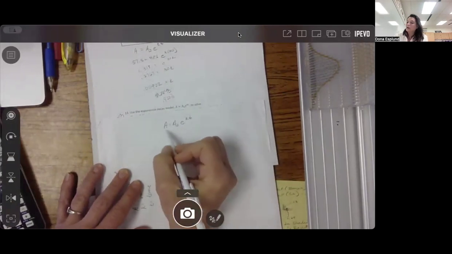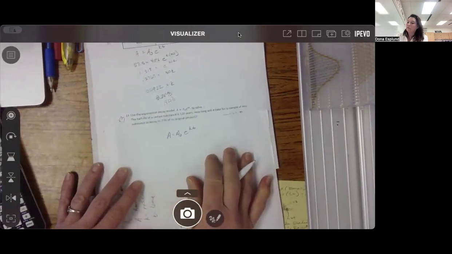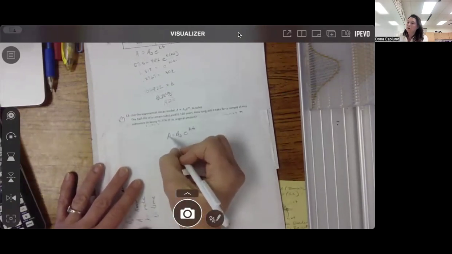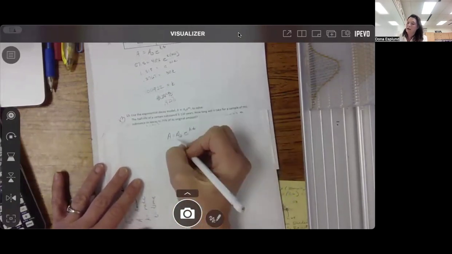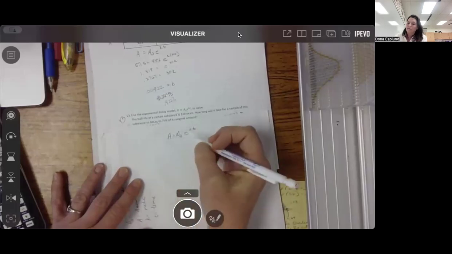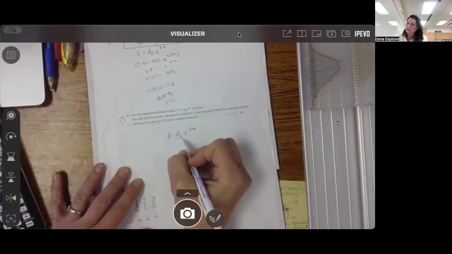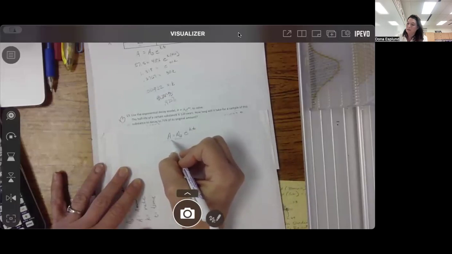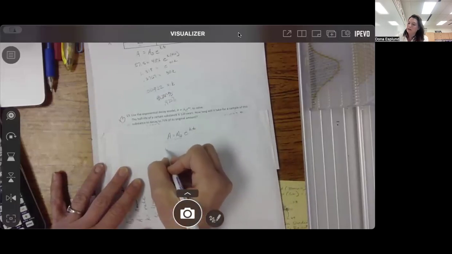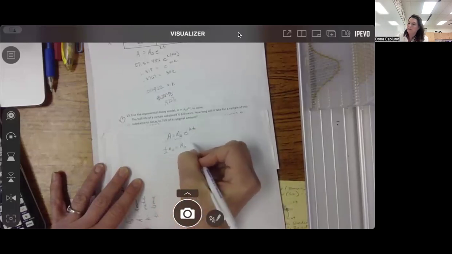But the trick with a half-life is that you don't have to actually know the exact amounts. You just know that whatever you start with is going to be 1/2 of the original. So in other words, I'm going to write it as 1/2 A sub naught is equal to A sub naught e.